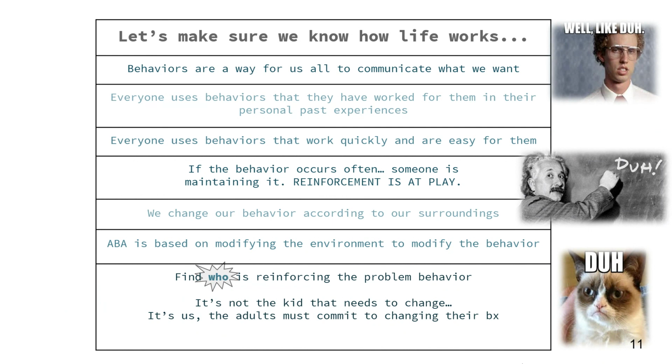Alrighty then, let's make sure we know how life works. Starting off with, behaviors are a way for us all to communicate what we want. Everyone uses behaviors that have worked for them in their personal past experiences. So we only engage in behaviors that have worked for us in the past. You don't do behaviors that aren't going to get you what you need. Everyone uses behaviors that work quickly for them and that are easy for them to do. You're not going to spend any extra energy to get the same result. You're going to do the quickest behavior to get you what you need.